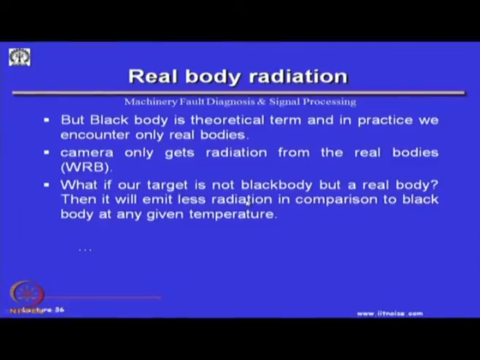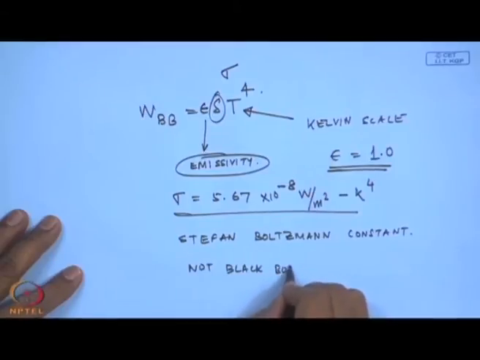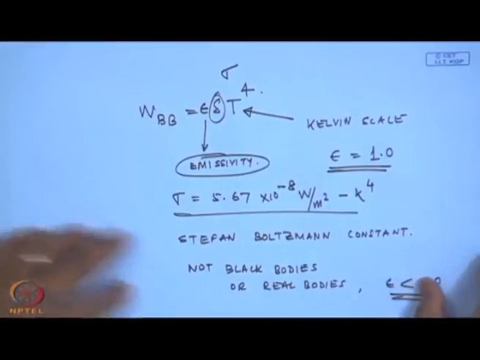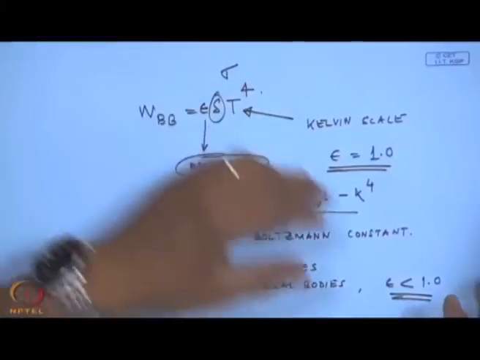So, emissivity of not black bodies, or real bodies, this emissivity is less than 1.0. So, we have to keep that in mind. For every material, if this emissivity is known to us, then we can plug in the emissivity value and then we can measure the temperature.